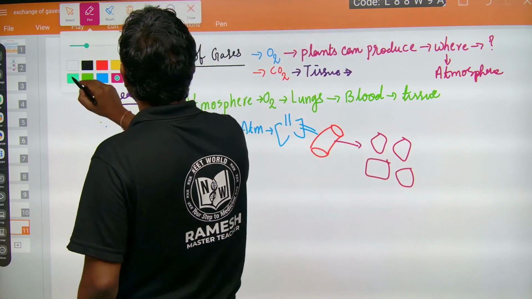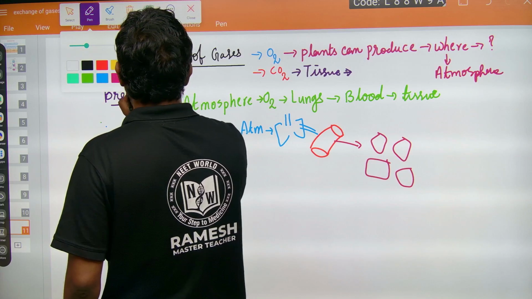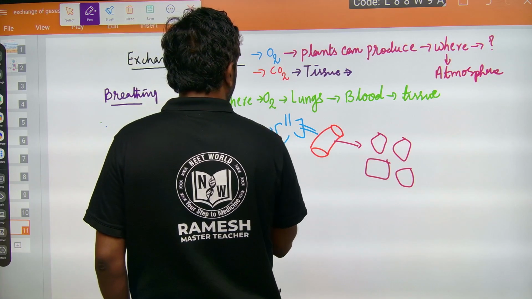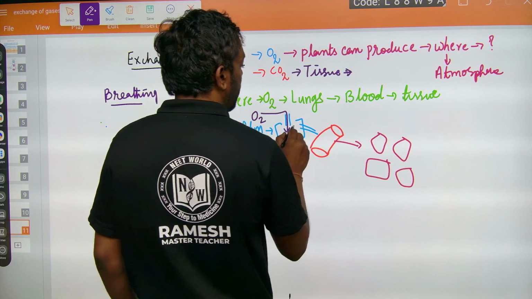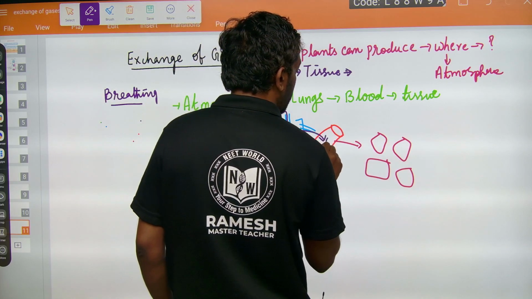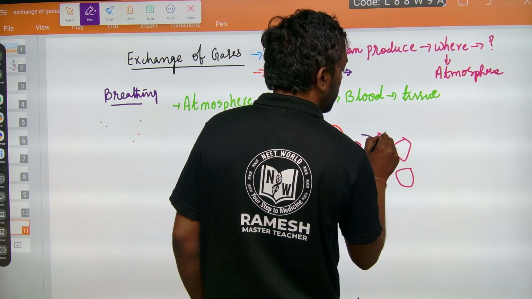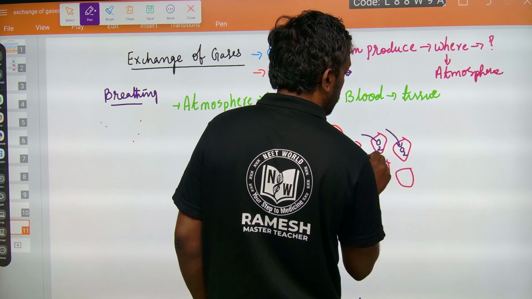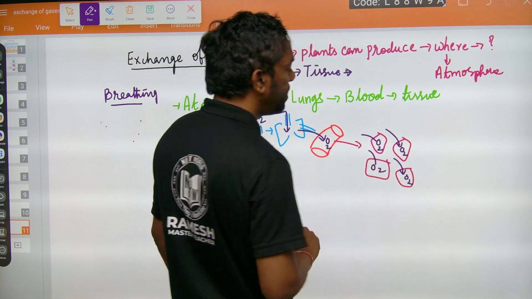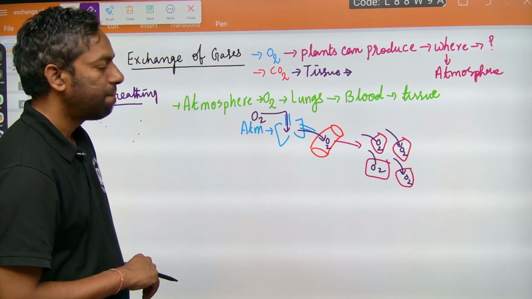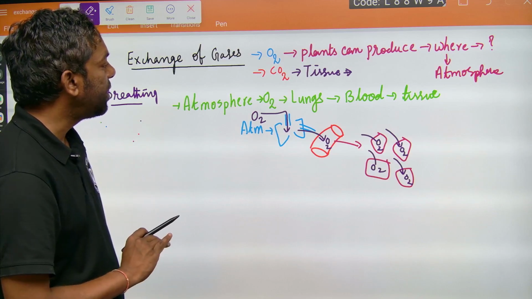The oxygen which enters the lungs, from the lungs it reaches the blood, and from the blood it reaches the tissue. There is hemoglobin in the blood, which carries the oxygen to the tissue. Yes, this is the oxygen exchange.